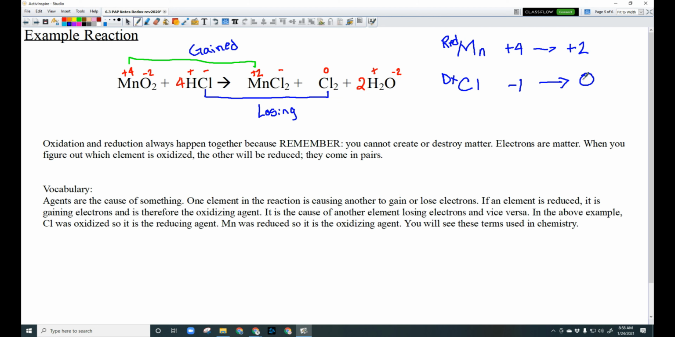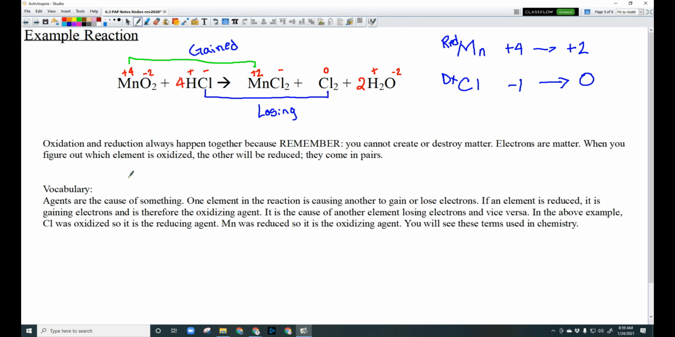All right. Now, this is always the same number of electrons from right to left. Okay, so if this one gains electrons, this one is going to lose the same amount of electrons. Oxidation and reduction always happen together because remember, you cannot create or destroy matter. Electrons are matter, so when you figure out which element is oxidized, the other one is always going to be reduced. They come in pairs.